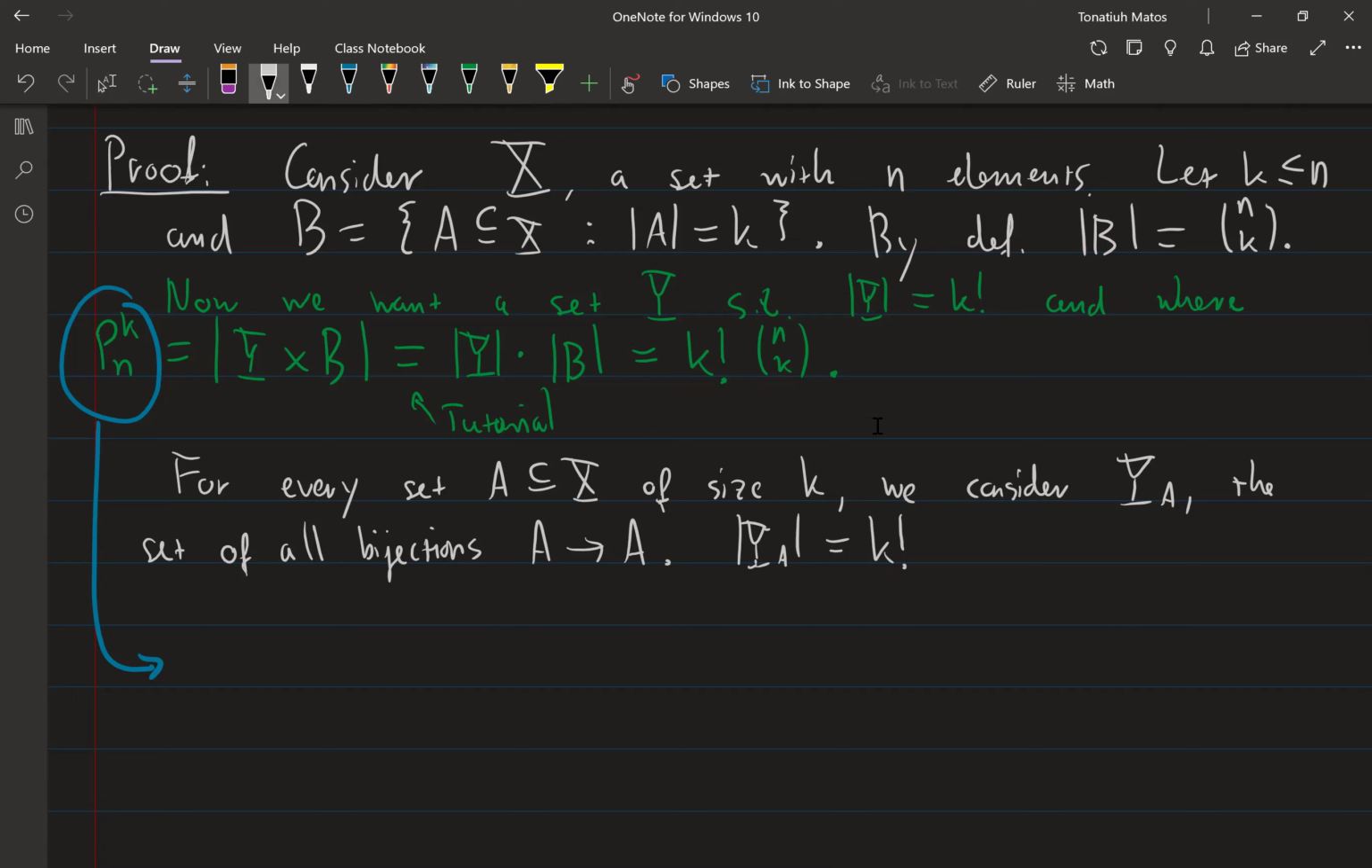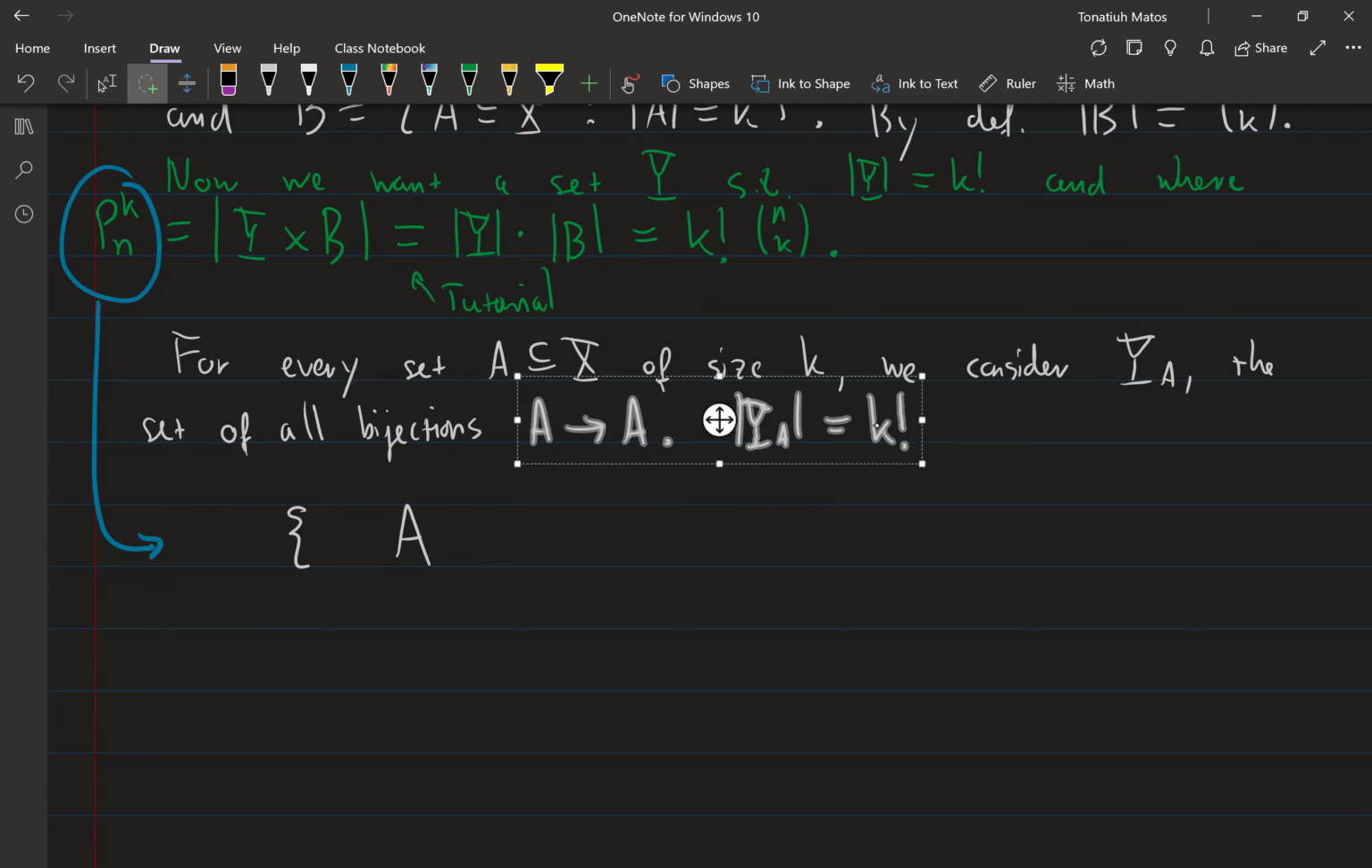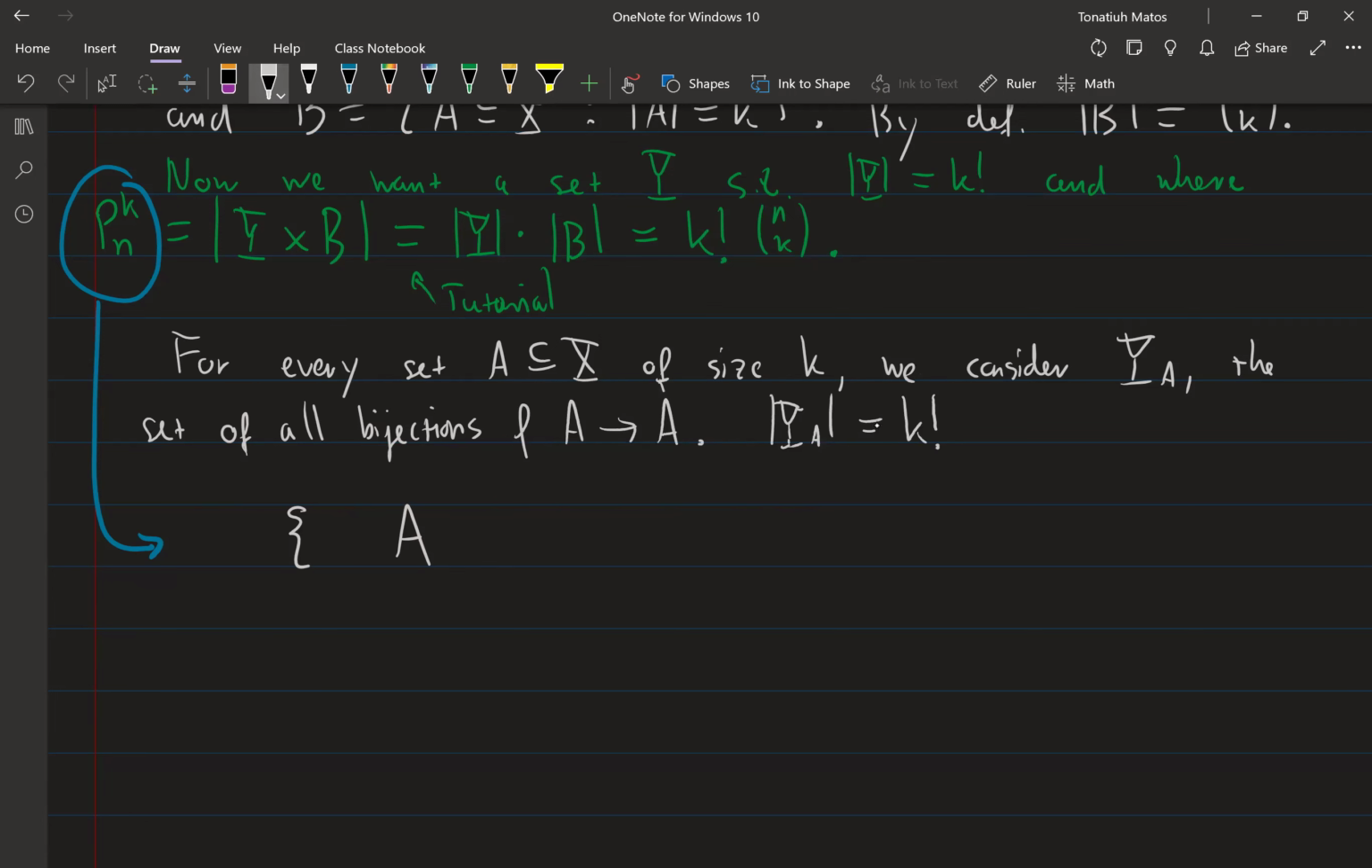So all we have to do is the following. We take the set A and we apply, let me add one more letter just to make things a little bit clearer, hopefully, call the bijections F. So we take the set A and we shuffle it. We apply F to it. So this is the set A but shuffled.